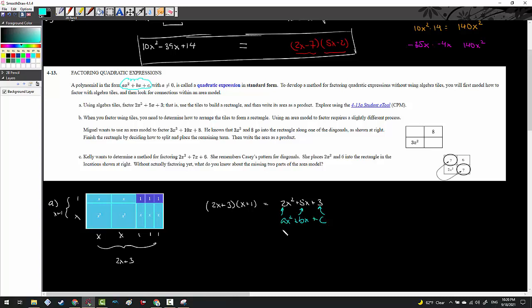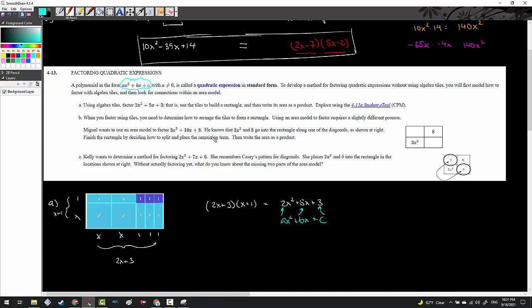So with A down, it says, when you factor using tiles, you need to determine how to arrange the tiles to form a rectangle. Using the area model requires a slightly different process, and basically what they're trying to get us to do is, without doing any area model tiles or algebra tiles, how can we build these on paper and not necessarily draw things up to scale? And that's fine. There's nothing wrong with that. We want to make sure that our drawings are compact.